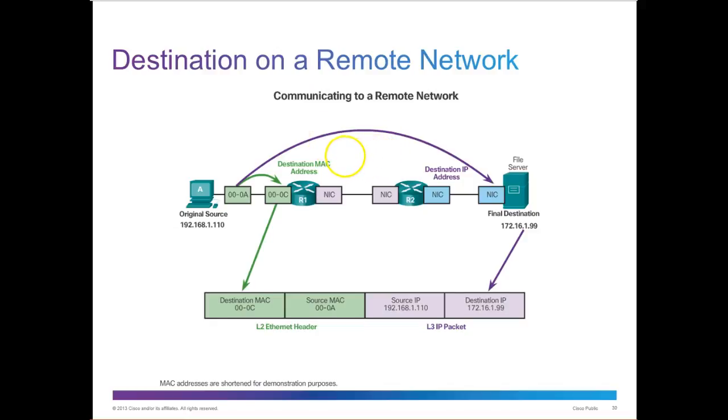It puts on the MAC addresses of R1 and R2, source and destination. So the source and destination MAC addresses are different here, and then R2 changes them again. When it gets to the final destination, it strips them away and goes up. So it's important to know the MAC address will change at every device, but the IP packet stays the whole way through.